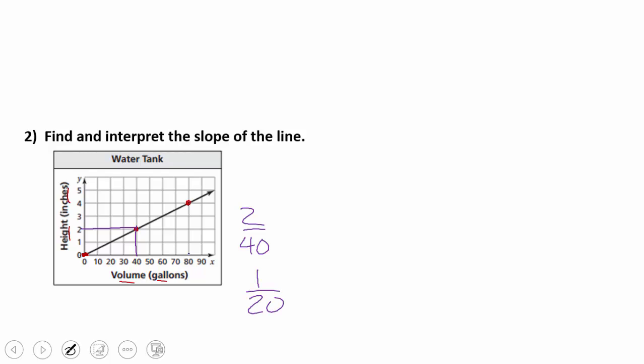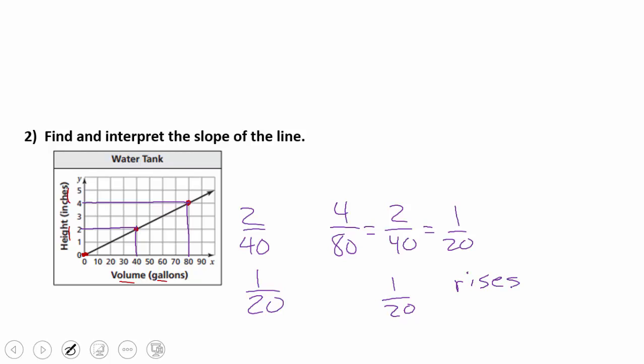And if I go to that next point where there's 80 and 4, again, I can put 4 over 80, which does simplify to 2 over 40, which does simplify to 1 over 20. So we recognize that the slope is 1/20th. Meaning, when we interpret this slope, we talk about the rise first. That means that it rises 1 inch for every 20 gallons. Okay? So that is interpreting the slope.